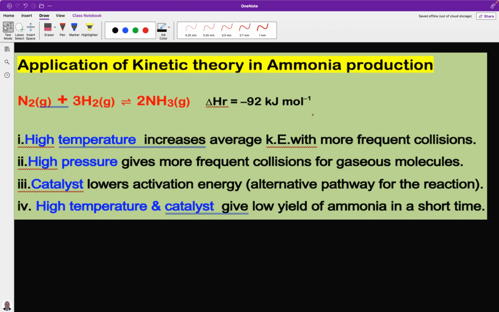What happens with catalysts in terms of the kinetic theory? The catalyst will only lower the activation energy. It only lowers the activation energy. And in terms of Kc, the catalyst has nothing to do with it. At high temperature, in terms of Kc, as we earlier said, high temperature will give less yield of ammonia.